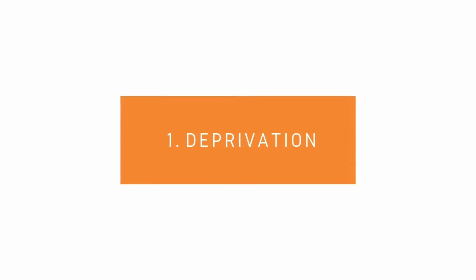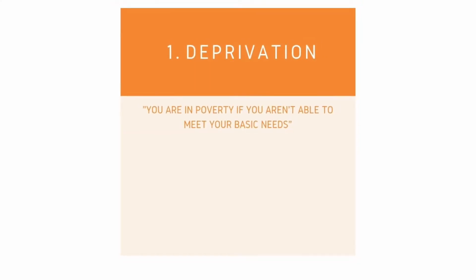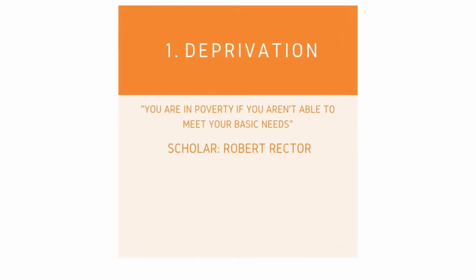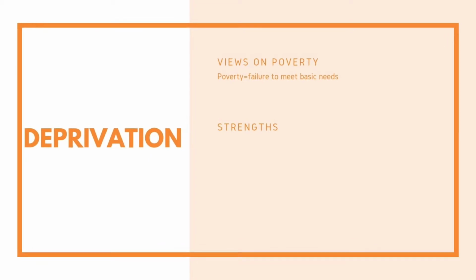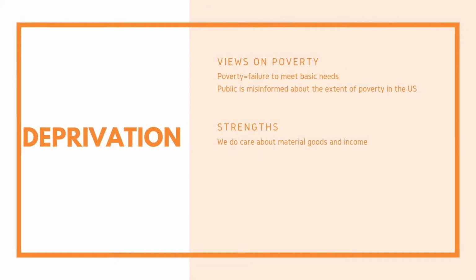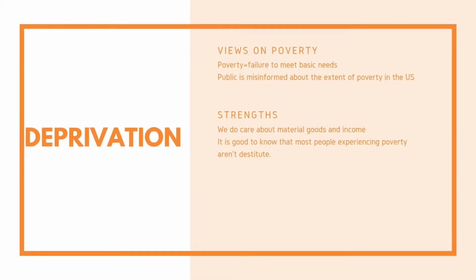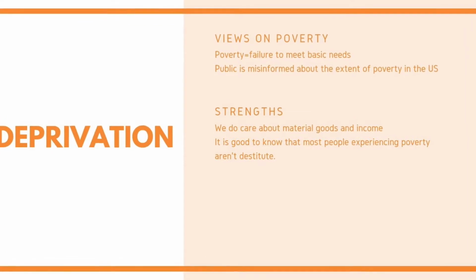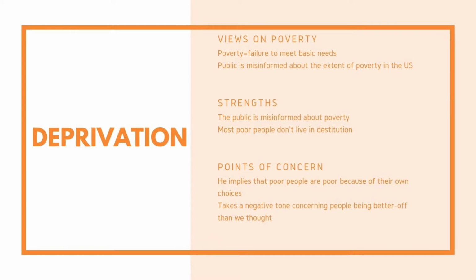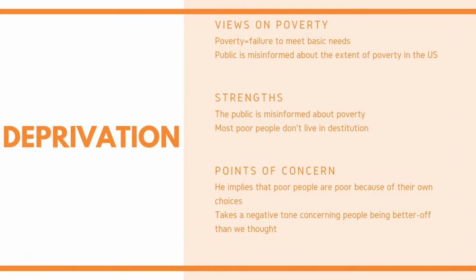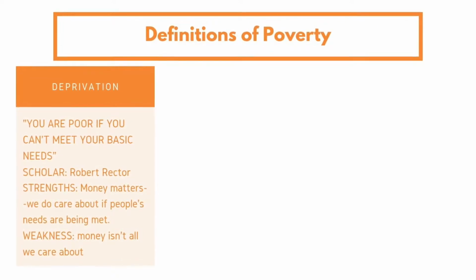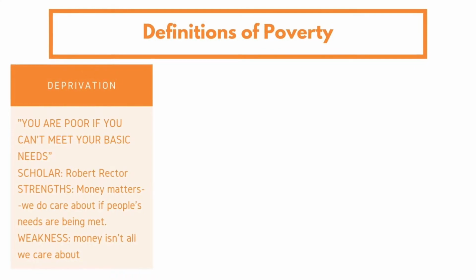This view basically says, you are poor if you can't meet your basic needs. This position is taken by scholar Robert Rector. Rector believes that poverty can be defined as failure to meet needs like food, clothing, shelter, and utilities, abbreviated FCSU. This view emphasizes not being able to meet your basic needs because of income lowness. He points out in much of his work that most people the Census Bureau defines as poor aren't actually experiencing extreme material deprivation. He uses this to talk about why welfare spending should be decreased, but we don't have to worry about that. We're just concerned with whether this definition is accurate.